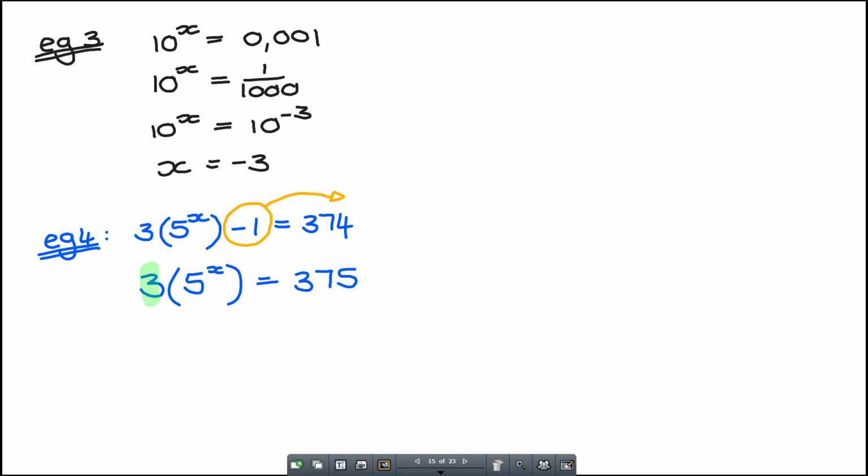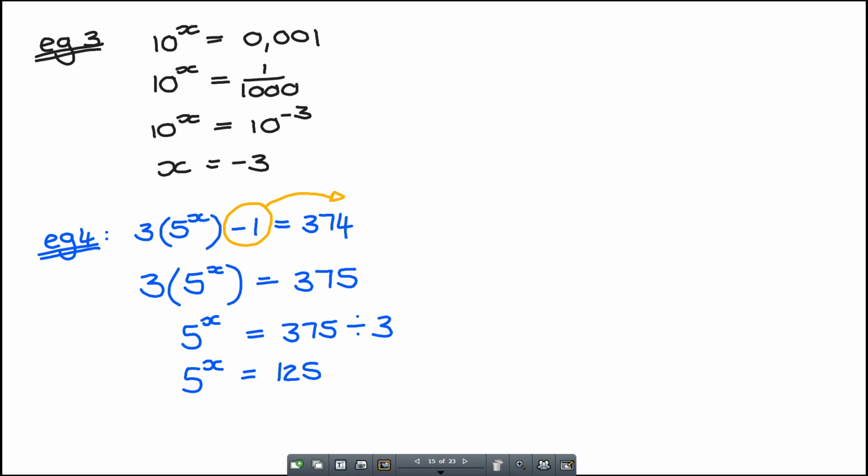Coefficient. Now, the coefficient is this. Remember we said it's almost the same as 3 and then that bracket is x? So I want to get rid of that 3. Now that's 3 times the bracket. So if I take it over, it's going to become divided by 3. So 5 to the power of x will be this divided by 3. And how much does that give me? 125.